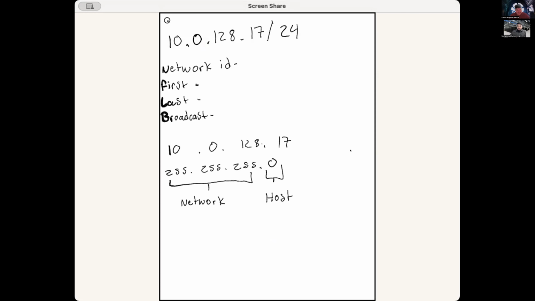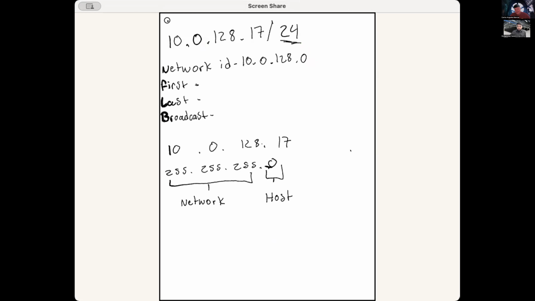I know that the first decimal is going to be the first usable address. So dot zero will be the network ID here. Right, so that 0 will be the network ID of that network. That is correct. So your network ID is 10.0.128.0. That would be your network ID.